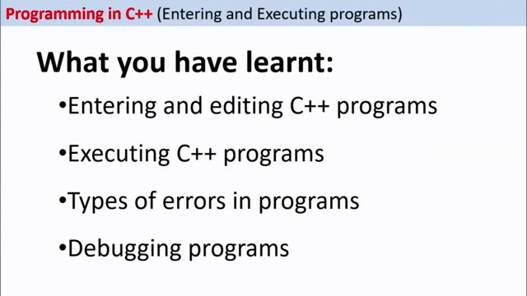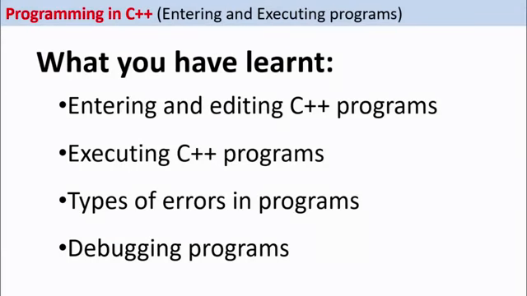So, what we have learned basically is how to enter and edit C++ programs, how to execute the programs, what are different types of errors which can be there in the programs, runtime errors, syntax and logical errors. Errors in a program are known as bugs, and the process of removing those errors is known as debugging. So, we have also seen how to debug the programs.